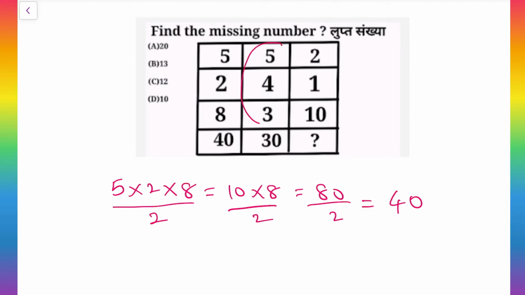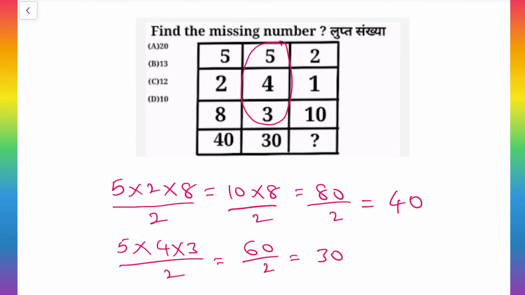Now let us apply the same for the second column also. These three numbers we need to multiply first. 5 times 4 times 3 and divided by 2. 5 4s are 20, 20 3s are 60. 60 divided by 2 is nothing but 30. Yes, that is the correct answer. So the logic is correct.